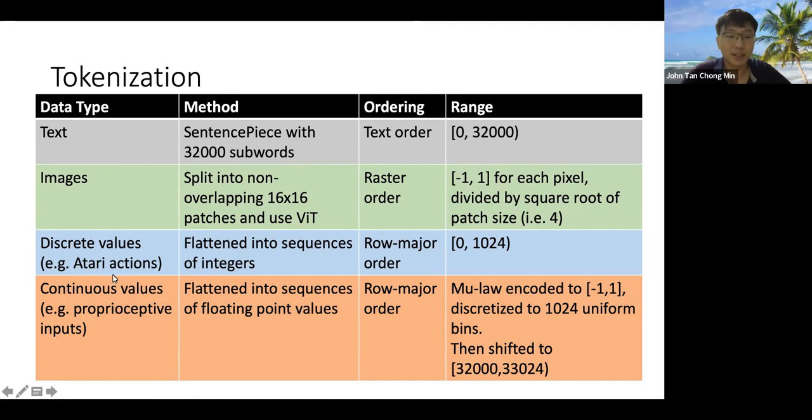Then I bring your attention to the last point here, the continuous values. Continuous values are mu law encoded. They apply an exponential encoding using the mu law, and then discretize into 1024 uniform bins. They then shift it to the index range 32,000 to 33,024. The rest of the stuff, images, will just be between -1 and 1 and divided by the square root of the patch size. And then there are also discrete actions, which are just from 0 to 1024.